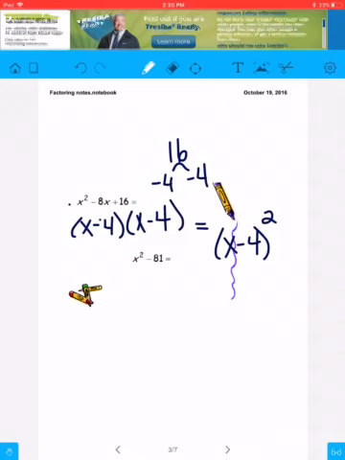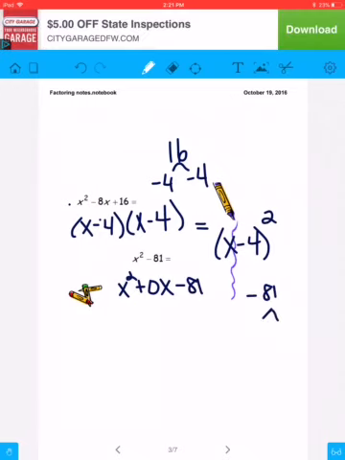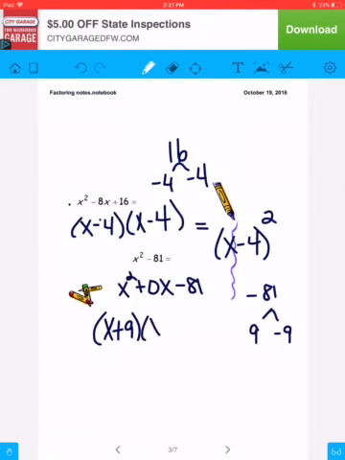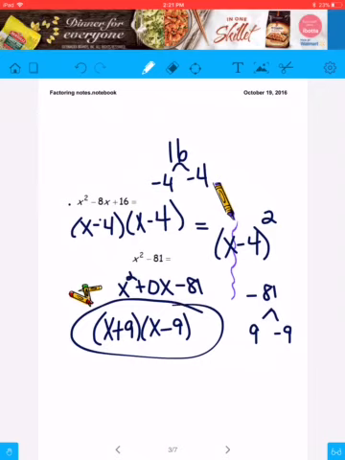Okay, this next one's a little different. It's x squared minus 81. And the reason why this one's a little different is there is no b. There's no x in between the x squared and the negative 81. So this can be rewritten as x squared plus 0x minus 81. So 1 times negative 81 is negative 81. I need factors of negative 81 that add up to 0. So that's 9 and negative 9. So our factors are x plus 9, x minus 9. So anytime there is a b missing, you can plug in 0x for it.